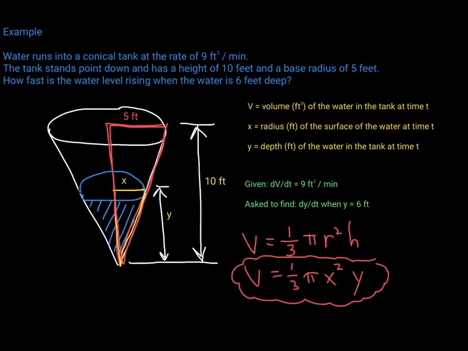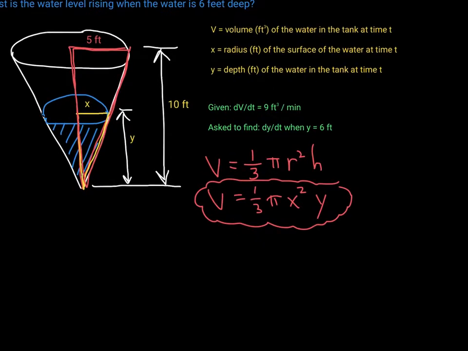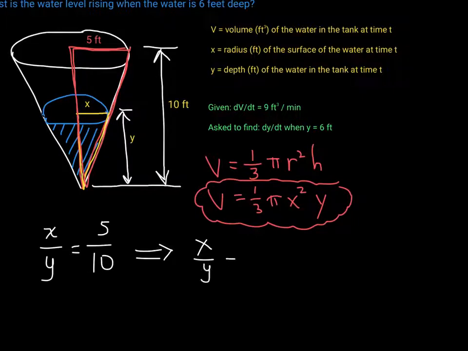So what we can do is we can say because of similar triangles, we know that x is to y what 5 is to 10. Correct, everybody? X is to y what 5 is to 10. And what we can do then is this implies that x is to y what 1 is to 2 by simplifying. And then that is to say x is equivalent to y over 2. So I'm going to replace this x variable here with y over 2. So let me do that.